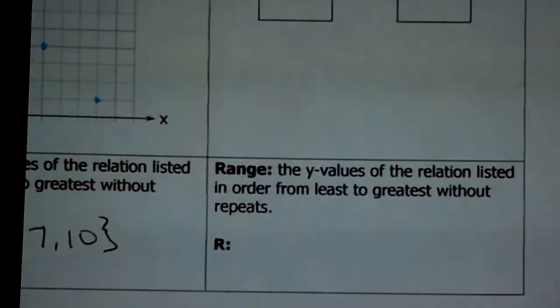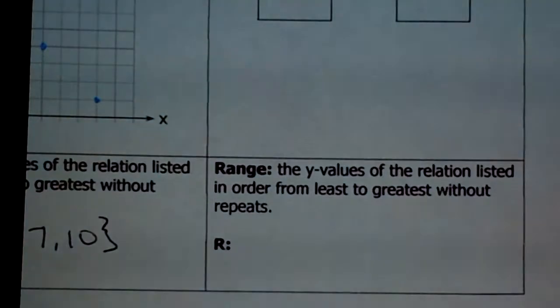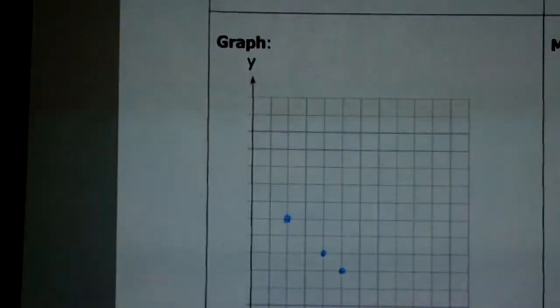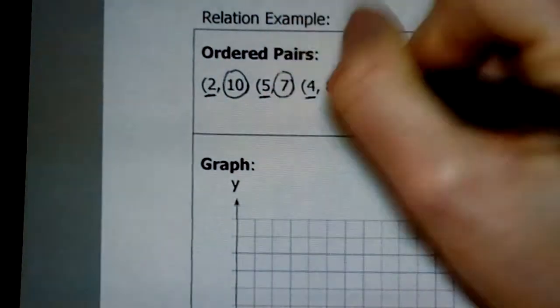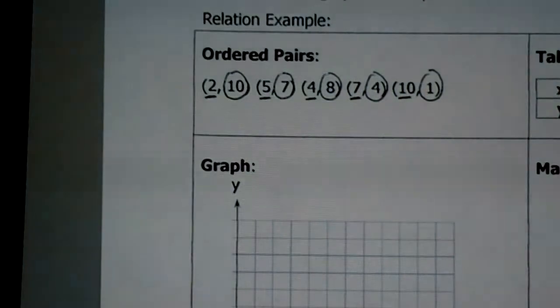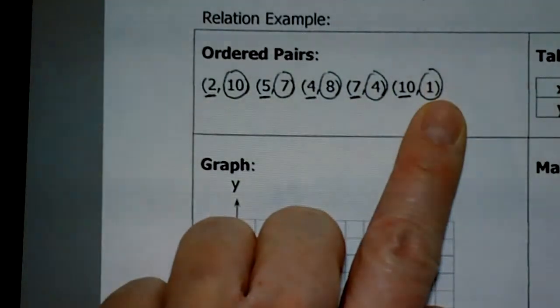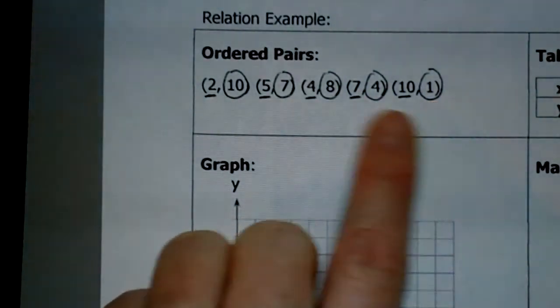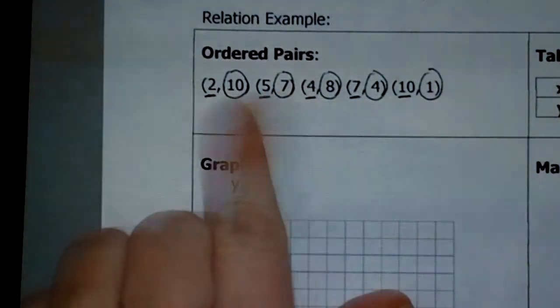All right, to list the range, all we have to do now is look at the y values, and we're going to list those in order without repeats. So when we look back up to the ordered pairs, I see I have 10, 7, 8, 4, and 1. So I'm going to list the 1 first, and then the next lowest would be 4, then 7, 8, 10.